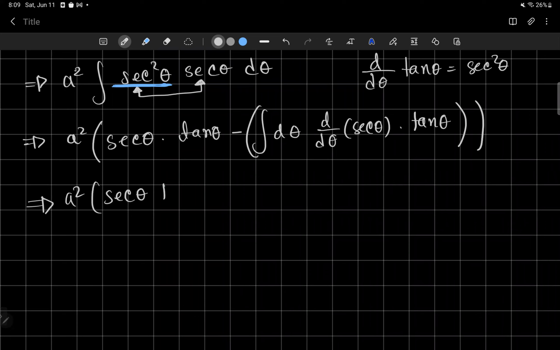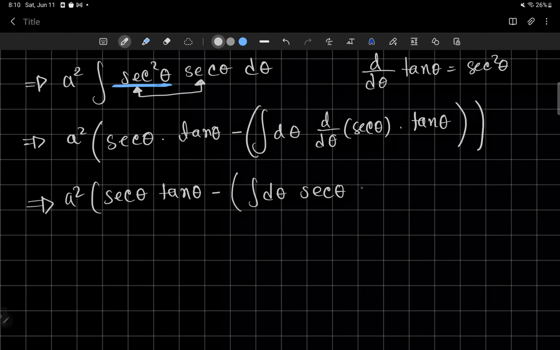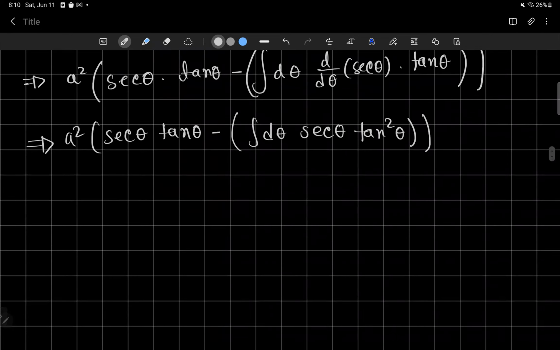So if this is sec theta tan theta, then you have the following: sec theta, and then there's a tan squared theta, right? Because tan times tan is just tan squared. Now we're still not done. We're back to square one. We're getting these secs and tans, and nothing makes sense.